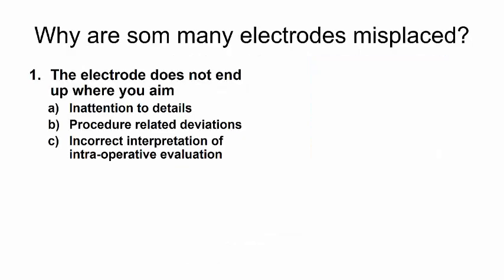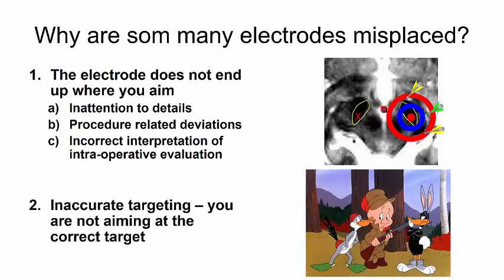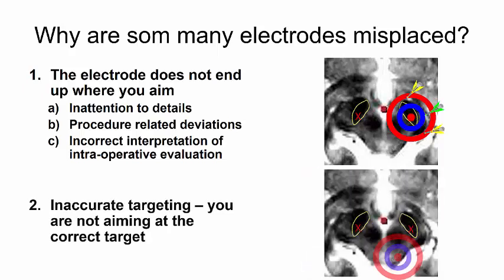So, why are so many electrodes misplaced? In the first situation, the electrode does not end up where you aim. This can be due to inattention to details, procedure-related deviations, or incorrect interpretation of intraoperative evaluation. In the second situation, you have inaccurate targeting. You are not aiming at the correct target.